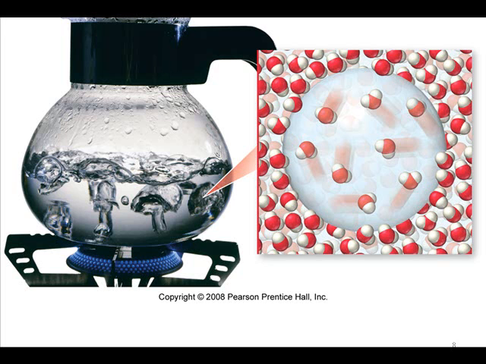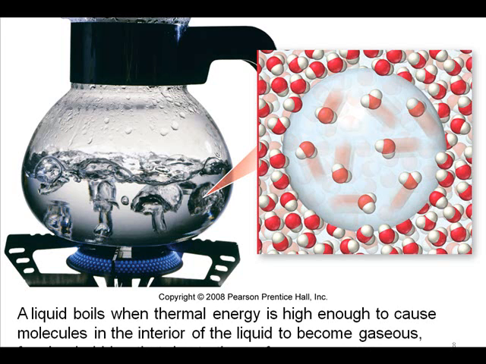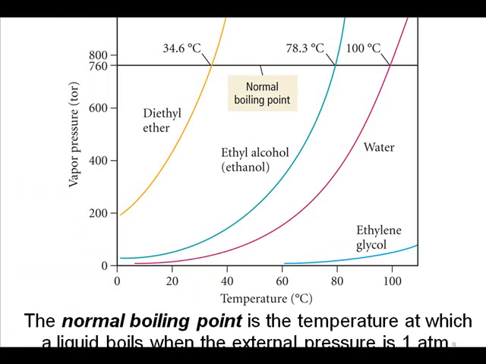And what happens is this bubble of steam gas is less dense than the surrounding water, so it quickly rises to the top where it bursts and it dumps the steam gas into the surroundings. So it does require enough thermal energy to cause that separation and create the gaseous state at the bottom.